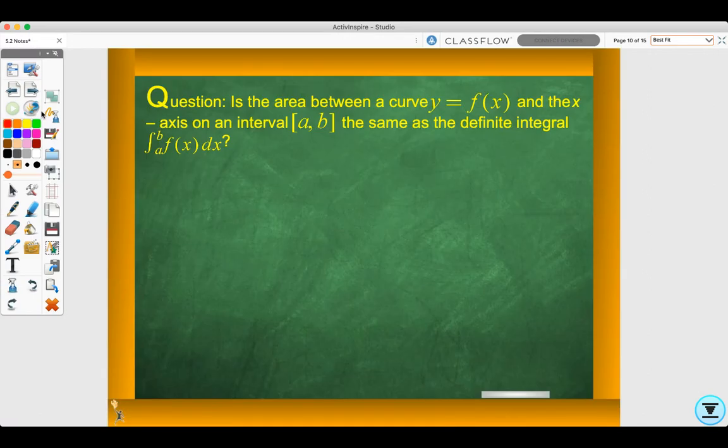I have a question for you. Is the area between a curve y equals f of x and the x-axis on the interval [a, b] the same as the definite integral of f of x from a to b dx? The answer is sometimes, and you'll see that in the next examples. Area is different than actually evaluating the integral.